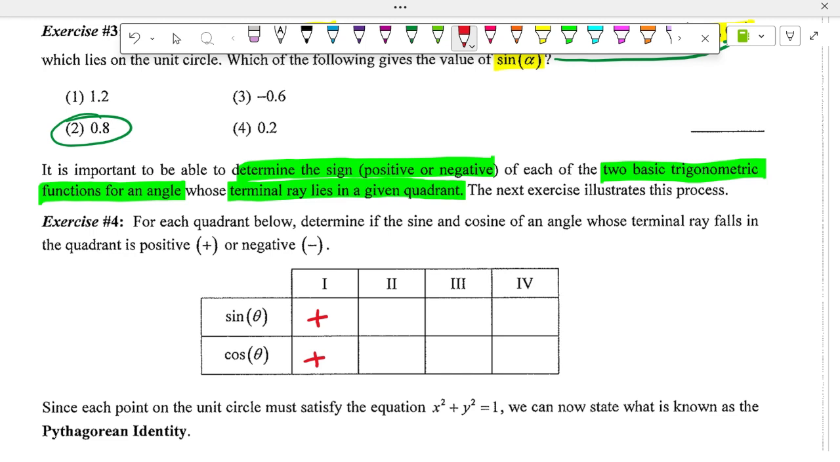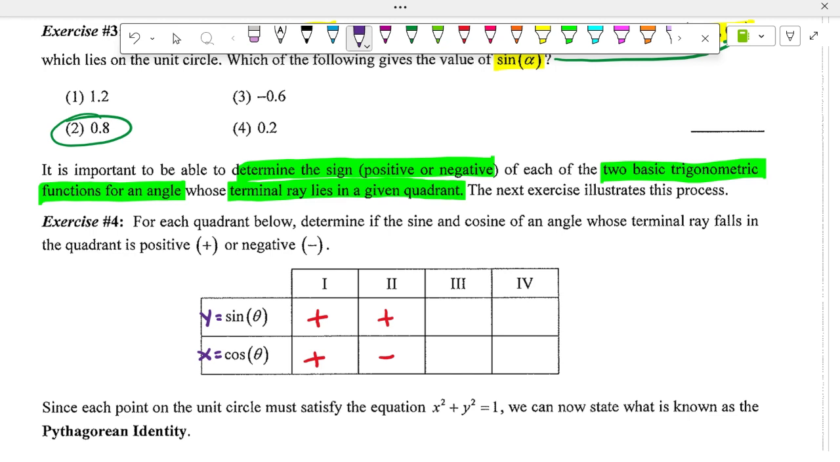What about quadrant 2? Be careful. Sine is the y values, so it'd be positive for sine and then negative for cosine. So just remember, this is y, this is x. Okay, so they flip-flopped them on you. They did that on purpose.